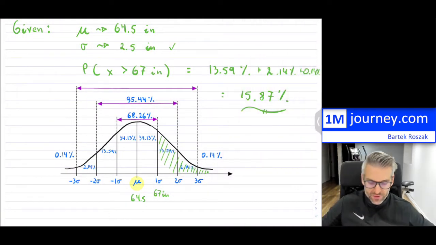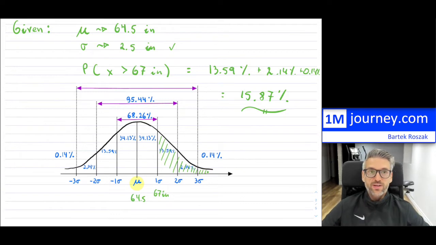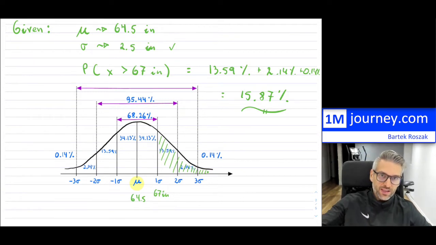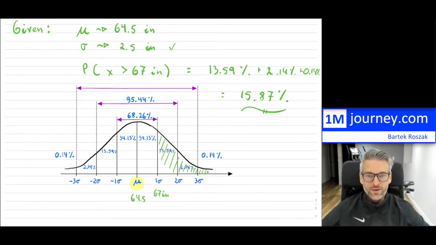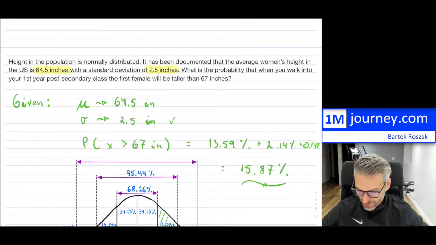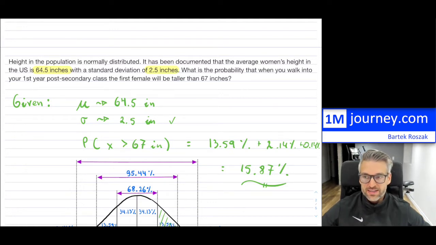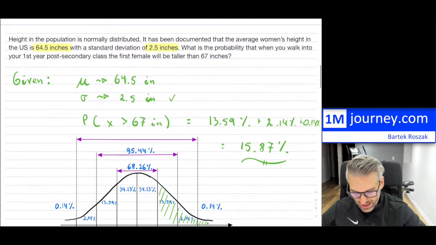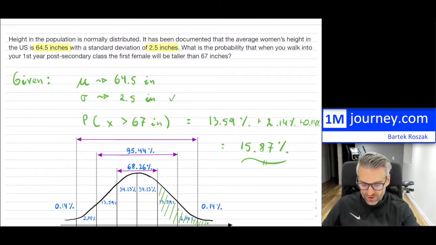Now, you're going to, of course, see people who are taller than this, but that's assuming that you're taking the entire population and you're walking around. But this is just saying that the first student that we would see, who was a female, would have been taller than 67 inches. So that's one way that we could have calculated this, based on the normal distribution.